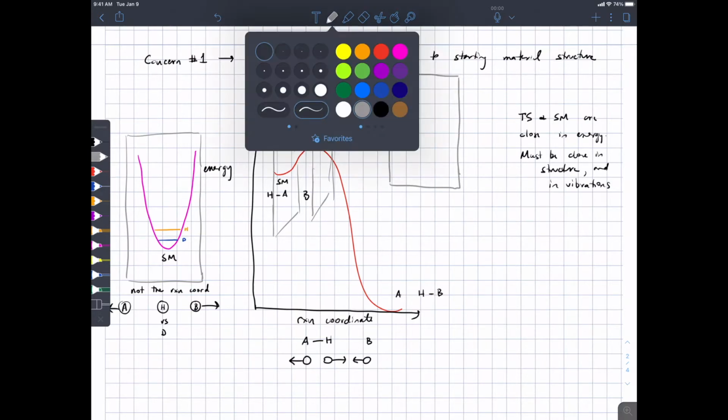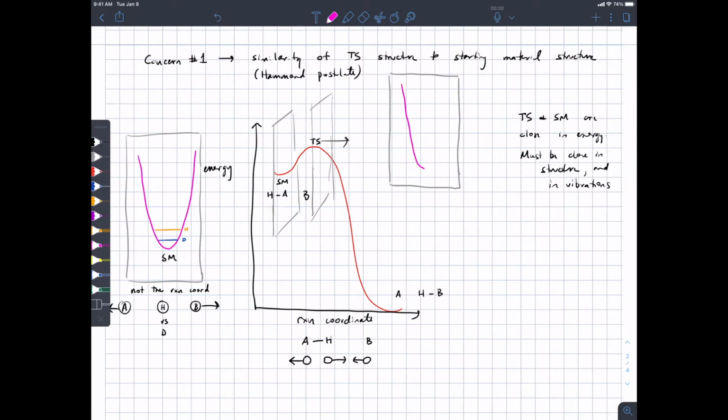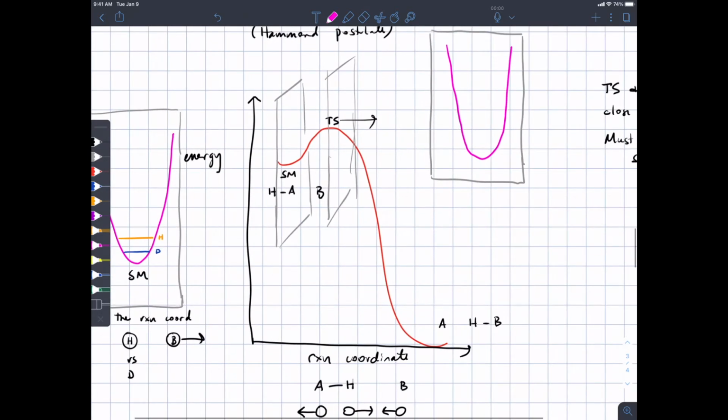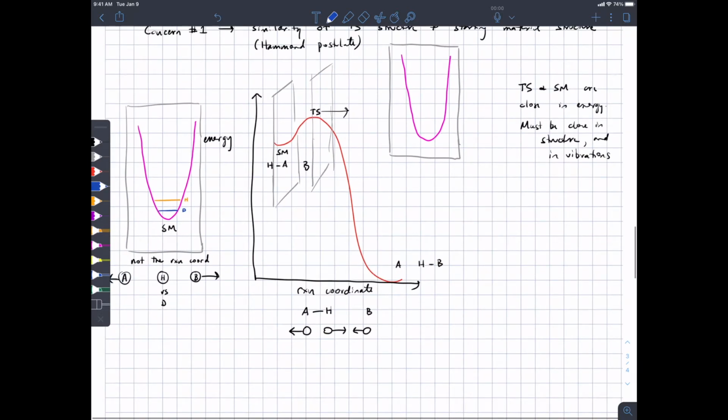Now I guess we're using pink for the surface that's perpendicular to that. So now, if the transition state is similar to the starting material, the vibrational energies in the transition state should be similar to the vibration energies in the starting material. In other words, the 0-point energy for deuterium, relative to the 0-point energy for hydrogen, is going to be about the same.